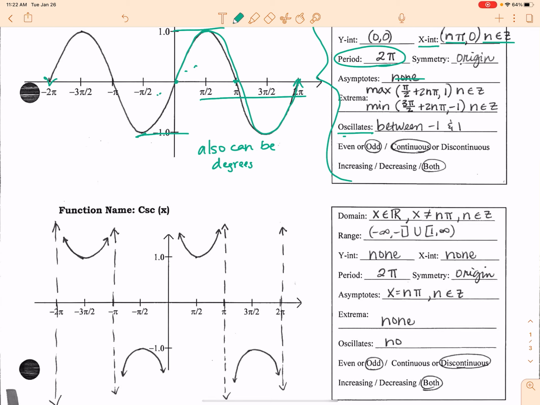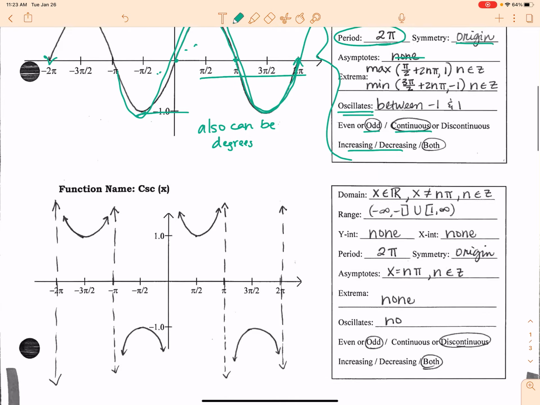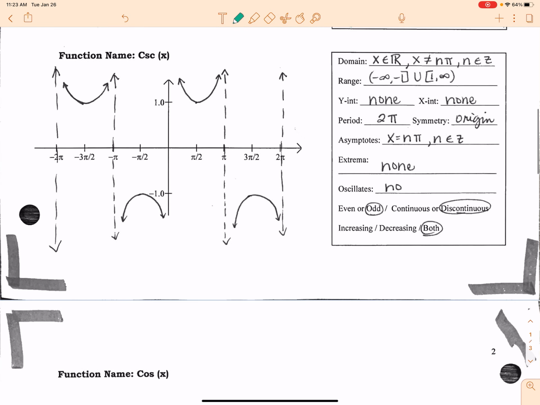When I talk about oscillation, I mean it bounces back and forth between 1 and -1. So see, it bounces, okay, and it continues to do that for the length of the entire function. So this is an odd function because it has origin symmetry, and it's continuous because we can draw it without picking up our pencil. And of course, as we read it from left to right, it is both increasing and decreasing.